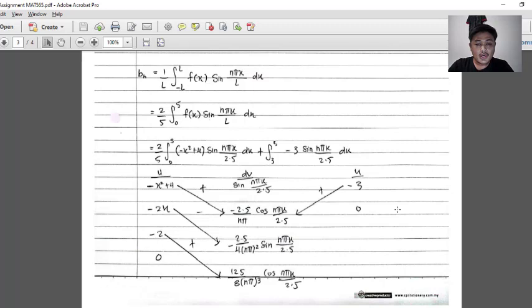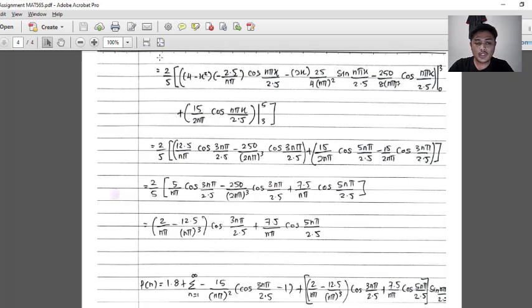And the last one is bn. The equation is this one, 1/L, integrate the function, the limit -L to L. Then this is the equation, same as the an. We need to integrate by parts. We put -x² plus 4 at the left side. Middle, we put sin n pi x over 2.5. At the right side, we put -3. And then after integration by parts, we put the 3 and 0 in this equation, and also 5 and 3 in the x of this equation. And the final answer is this one.